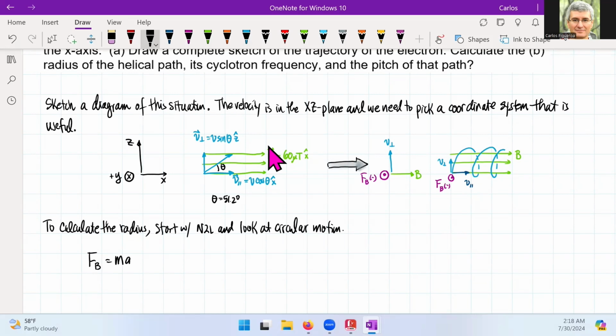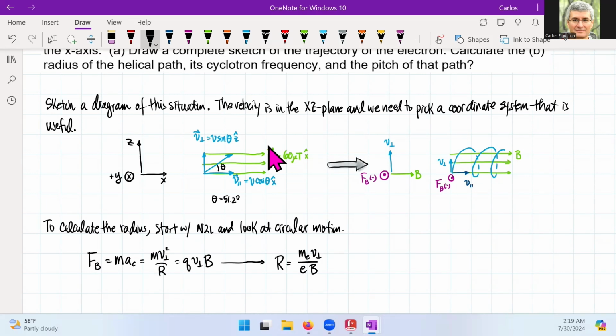this will then be mass times the centripetal acceleration, which is mass times v perpendicular squared divided by r, and that has to be q v perpendicular times B. So if I isolate the radius in this case, then I have my radius, which will then be the mass of the electron, the velocity perpendicular, divided by q times B. There's a lot of numbers here.